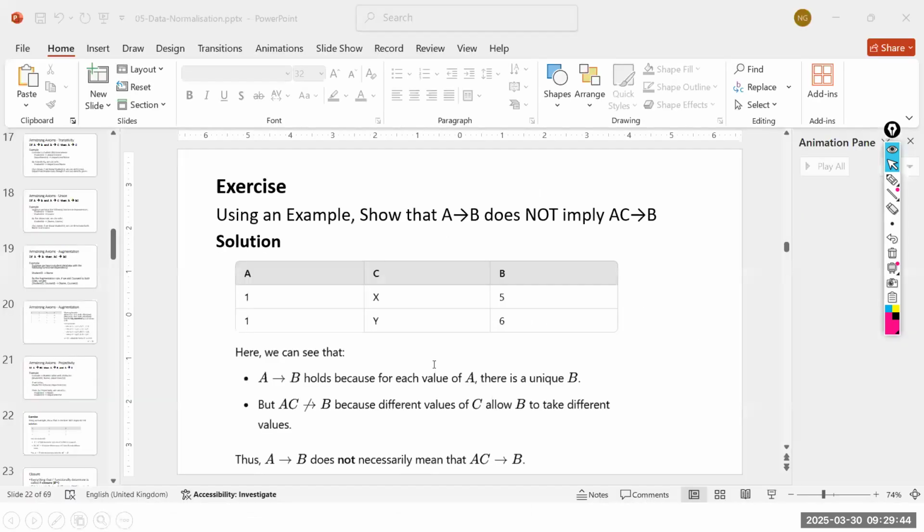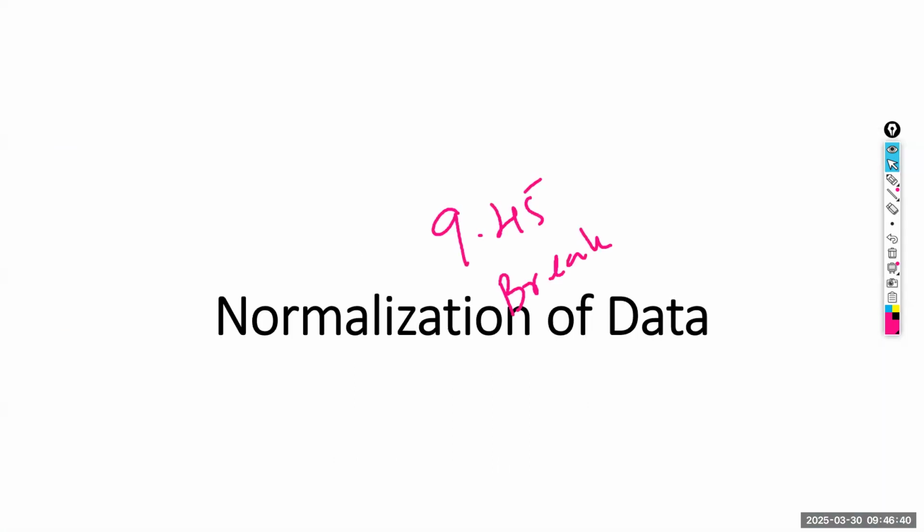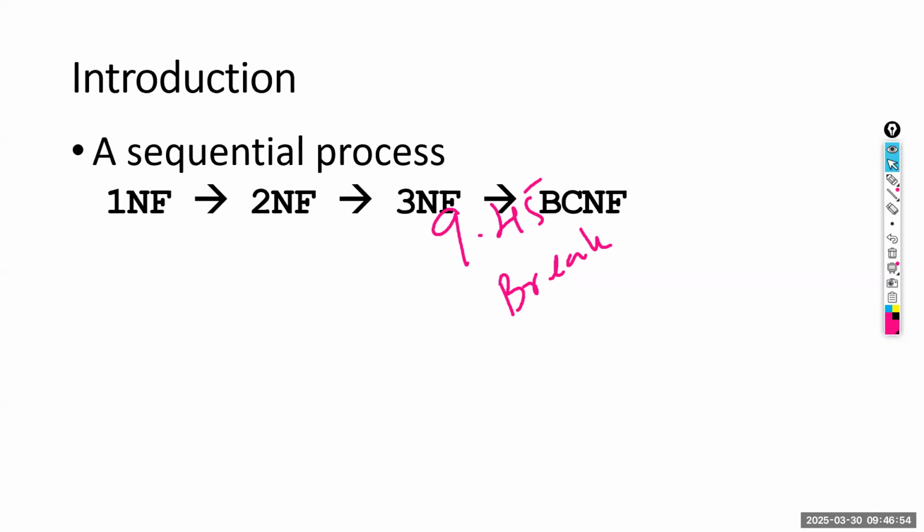Right. Any questions? So now we are done with the theory part. Now we are back into the database designing. Database designing means into the reality, not abstract ABC level. But normalization, so remember, normalization is a sequential thing.